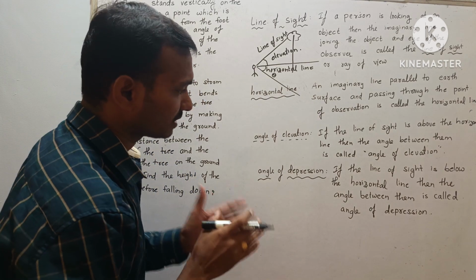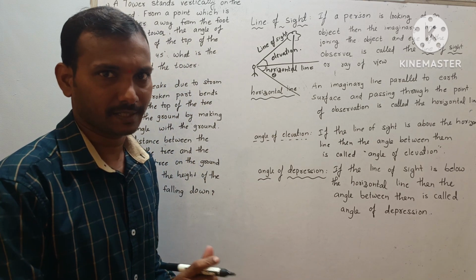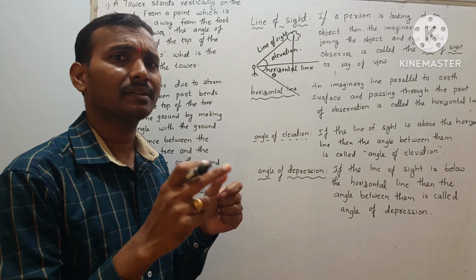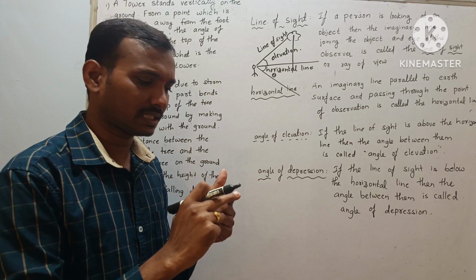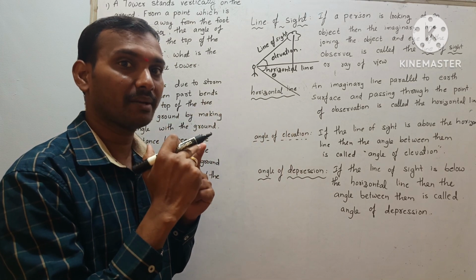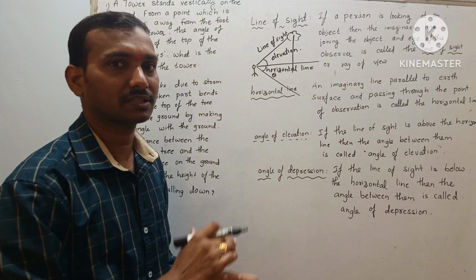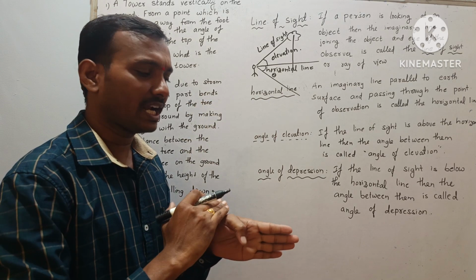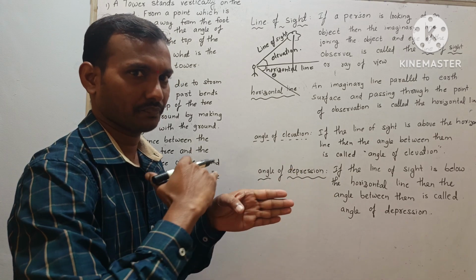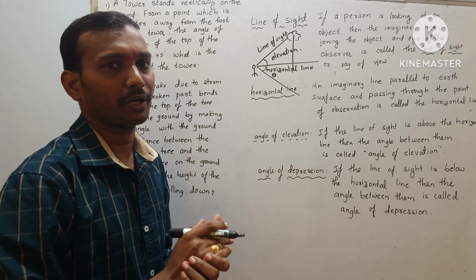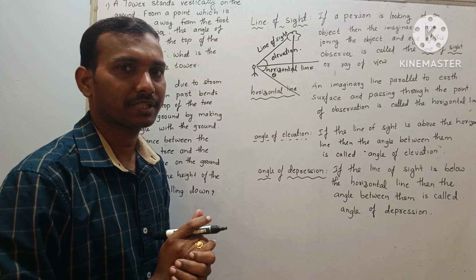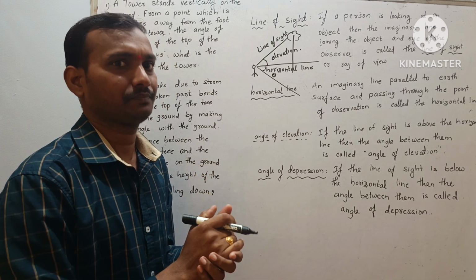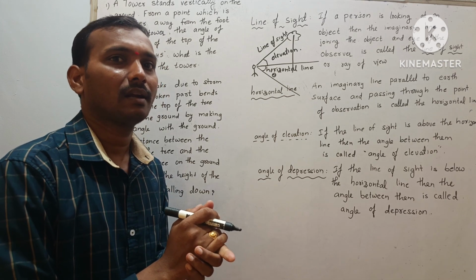So, these are the 4 basics we have to understand. First, what is the line of sight? Line of sight is nothing but an imaginary line between the person and the object. What is a horizontal line? The line which is parallel to the earth passing through the observation point is called horizontal line. Or simply we can say the line which is parallel to earth is called horizontal line.